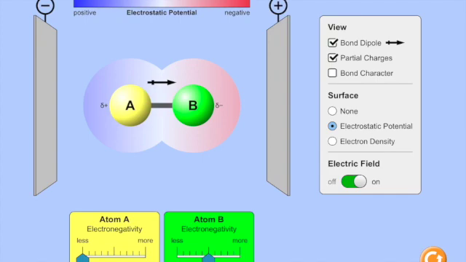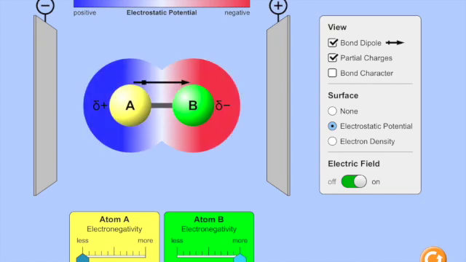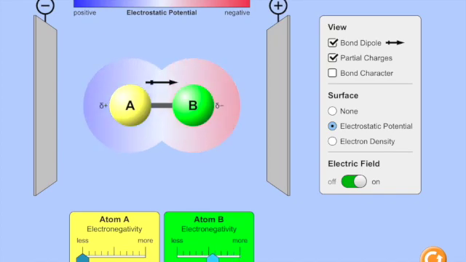The little delta plus means a partially positive charge. Delta minus means a partially negative charge. They're not ionic. If I went like that, then they'd pretty much be ionic. But they're polar.